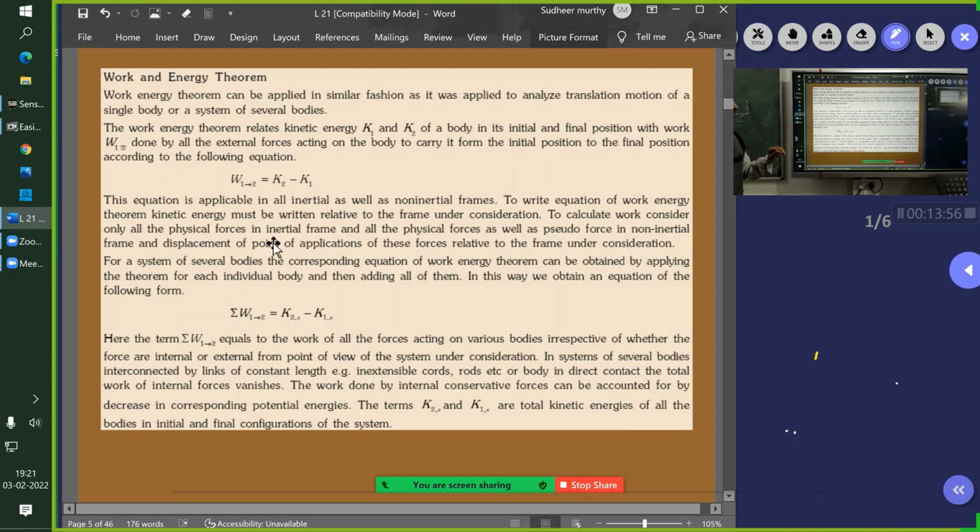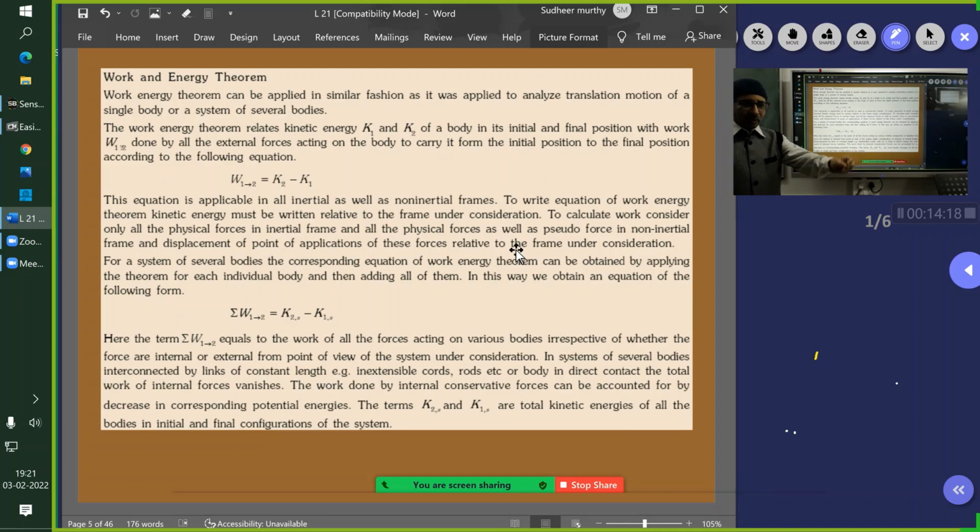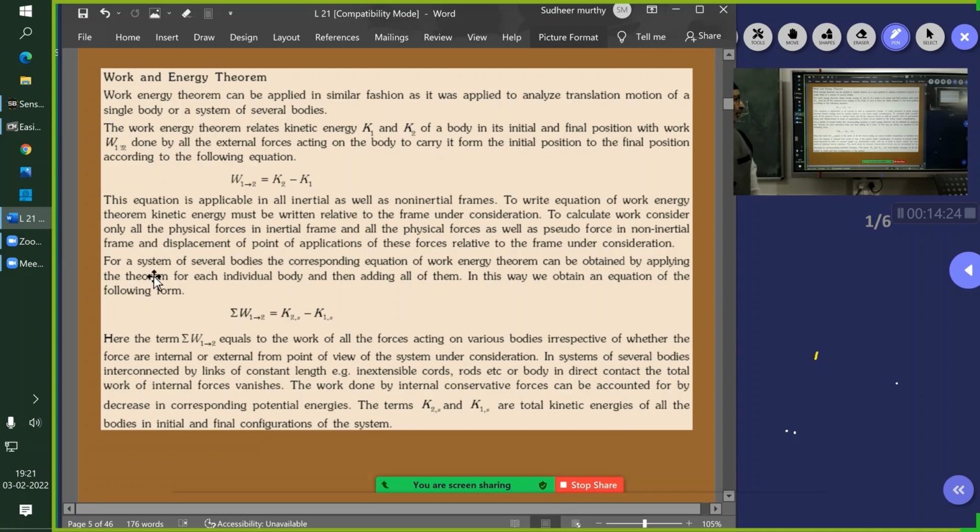To calculate work done, consider only the physical forces in inertial frames, and all the physical forces as well as the pseudo force in non-inertial frames, and the displacement of the point of application of these forces relative to the frame under consideration. So if you are in a non-inertial frame, you first apply the pseudo force, and then you can apply the Newtonian equations. For a system of several bodies, the work energy theorem equation can be obtained by applying the theorem for each individual body and then adding all of them. This is a common feature in all the things.